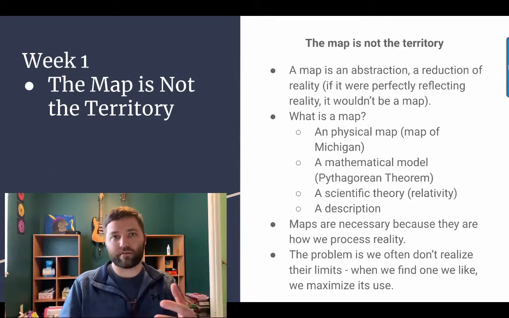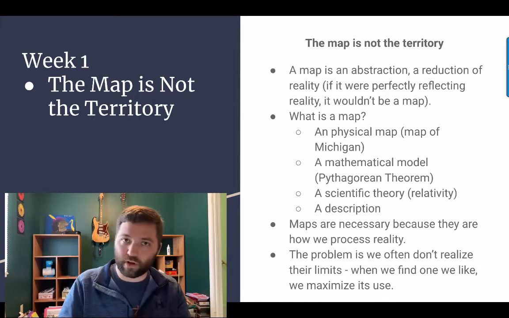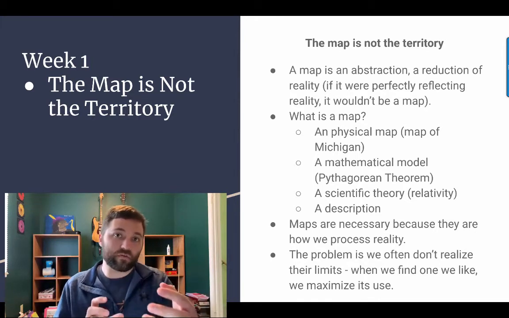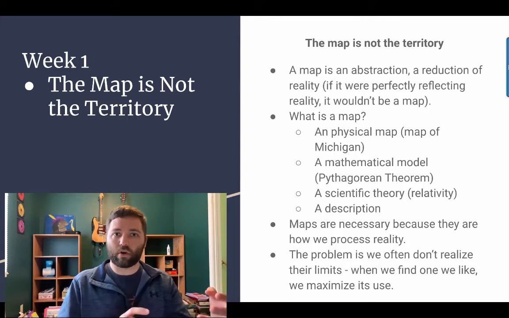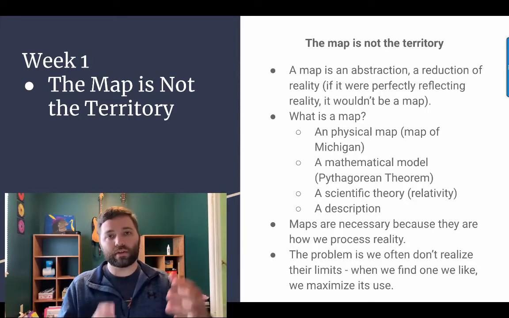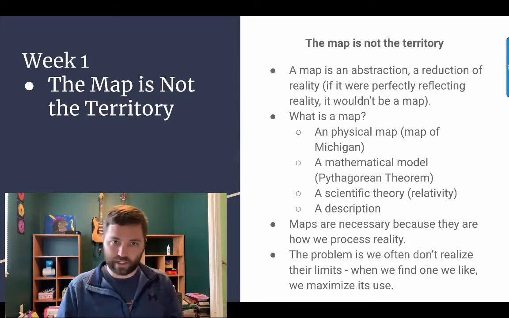Sticking with Michigan, we could have a road map, like I mentioned before, but you could also have a topographical map, which would look much different and would sacrifice a lot of road information for elevation information. So different maps have different uses in different contexts.